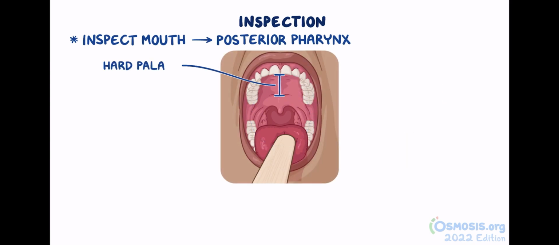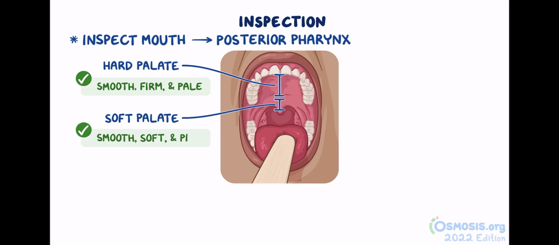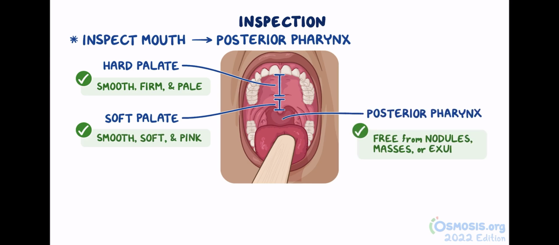The tissue of the hard palate should be smooth, firm, and pale, and the soft palate should be smooth, soft, and pink. The posterior pharynx should be free from nodules, masses, or exudate.